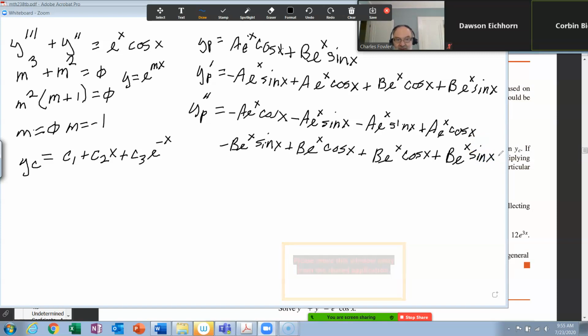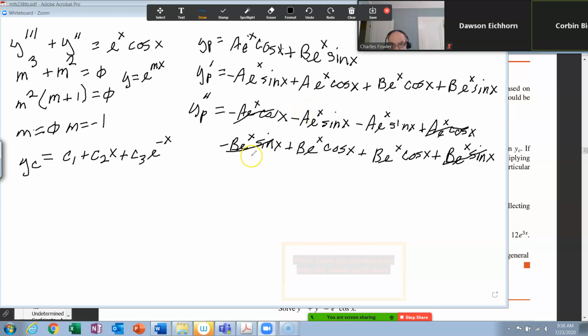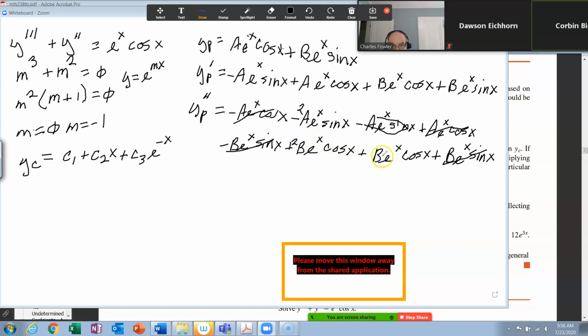Now let's see if we lose anything here. Oh, we do, don't we? We have a minus a e to the x cosine x and a plus a e to the x cosine x. Down here we have a minus b e to the x sine x and a plus b e to the x sine x. We wind up with minus 2 of these and plus 2 of those. So minus 2 here, and we'll wipe out that one, and plus 2 here, and we'll wipe out that one. That simplified some. So that should help us do y sub p triple prime.